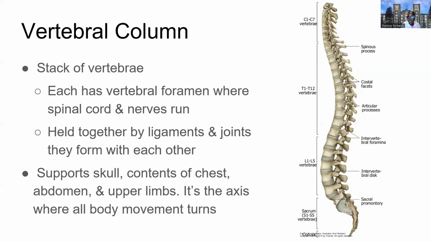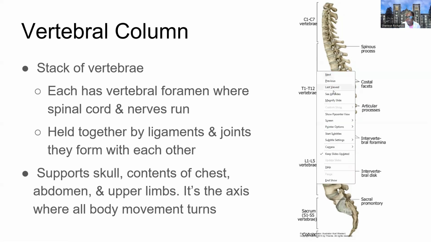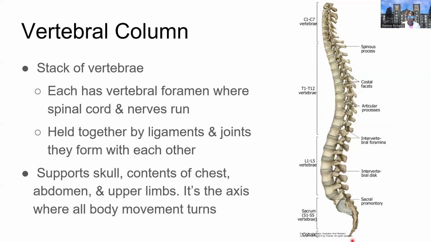So the vertebral column being the spine, the stacked vertebrae that protect the spinal cord. So internally, you're going to find the spinal cord traversing from the brain, where the medulla ends, all the way down to the end of the spinal cord.